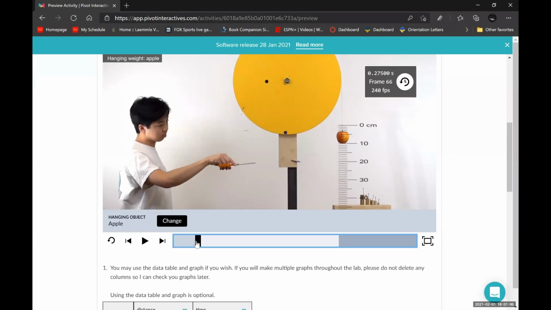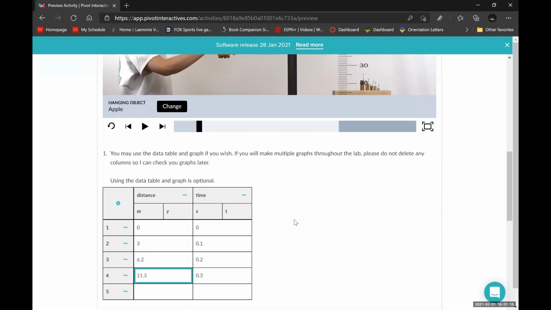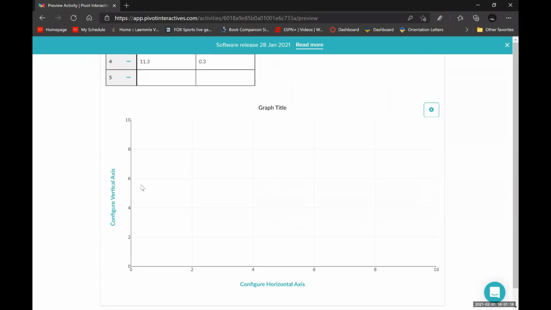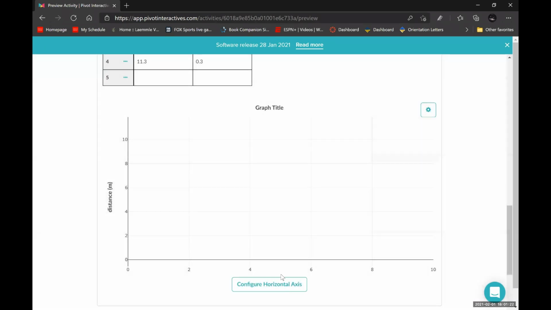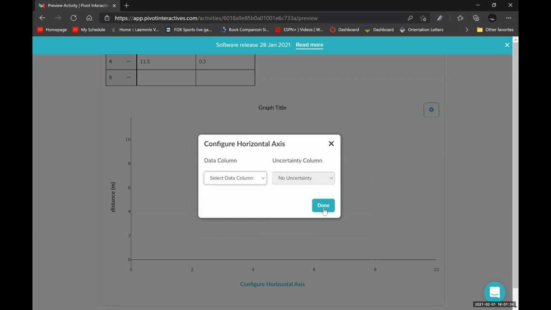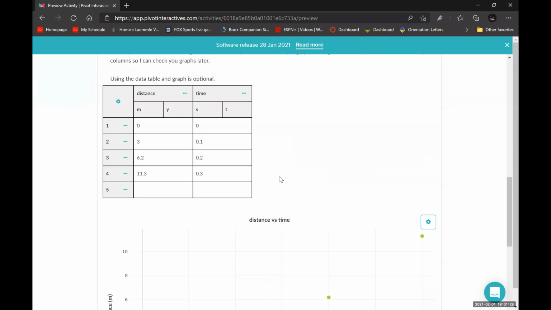And then go to 0.3, which is about 11 point something, and so on and so forth. Then you can come back here and say, all right, so then I'm going to do distance versus time. And you should get, you're basically getting a parabola.